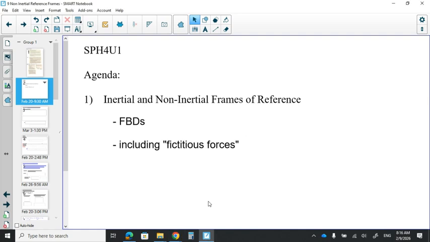Inertial and non-inertial frames of reference. Hey everyone, today we're going to look at what those types of frames of reference are, and free body diagrams for them, and the idea of including fictitious forces.